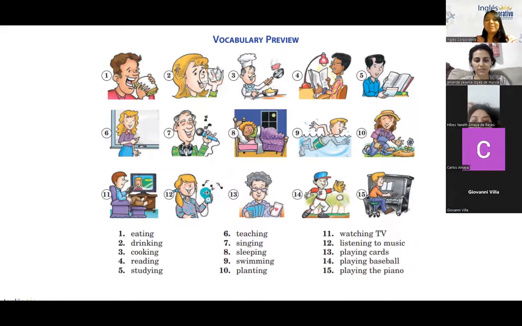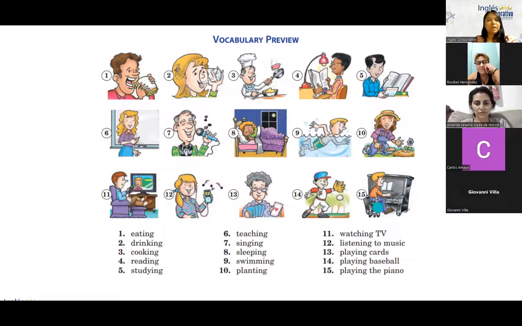Listening to music in the salsa. Okay, salsa music. Very good. And who is she playing cards with? Parker. Okay. With her husband. And who is he playing baseball with? With his team, okay. All right, very good. And who is he playing the piano with? Alone? Okay. Yeah. All right, very good.